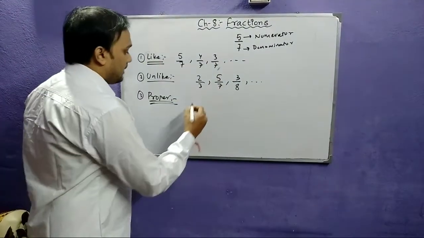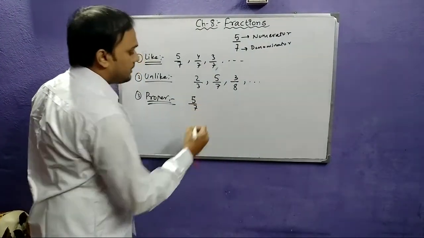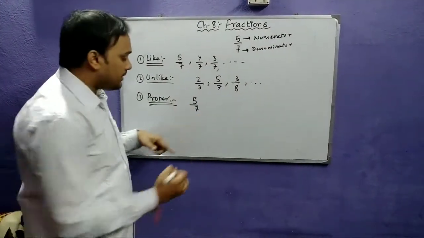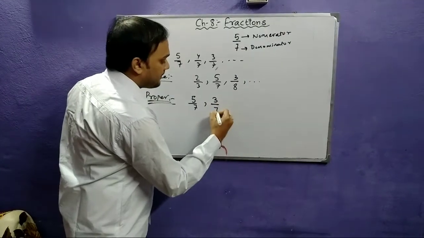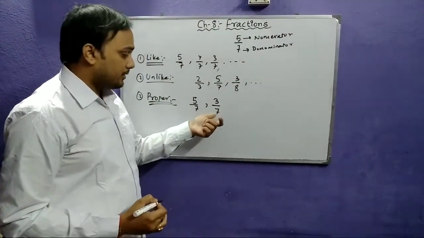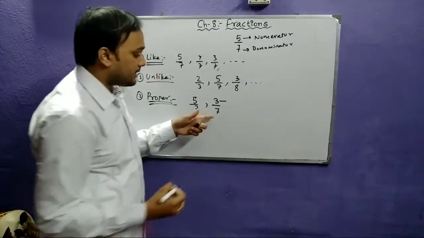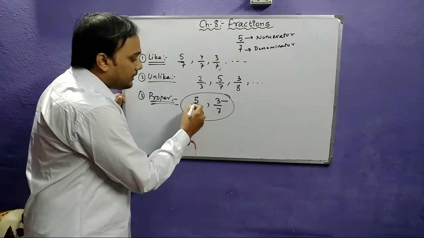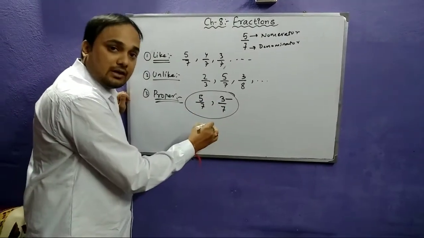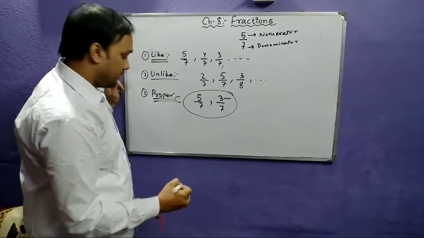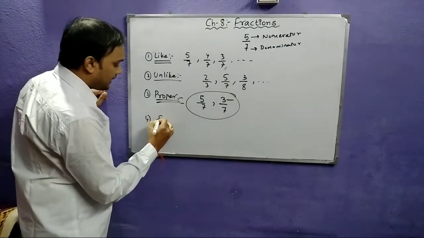That is 5 by 7. You can see here that in the fraction 5 by 7, 5 is lesser than 7. Or you can say 3 by 7, where 3 is lesser than the denominator 7. So for these two fractions, you see that the numerators are lesser than the denominator. Then we say that these are proper fractions. Next is improper fraction.